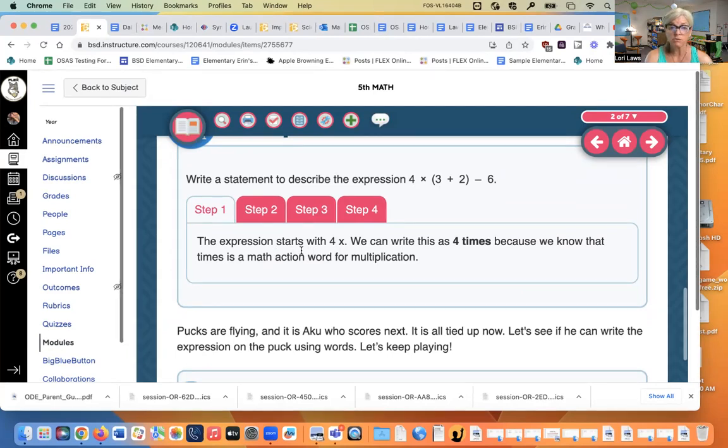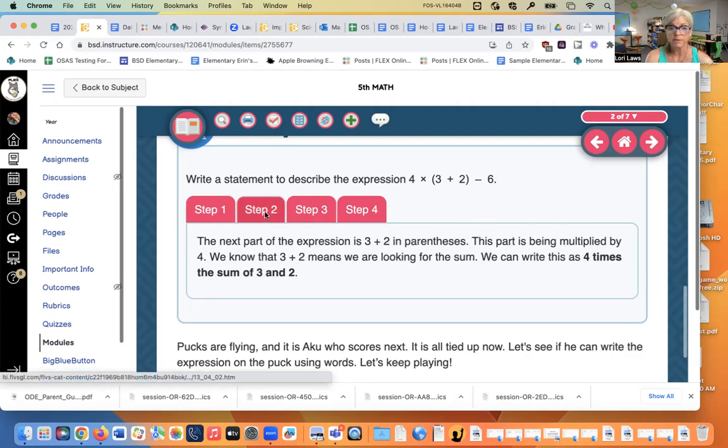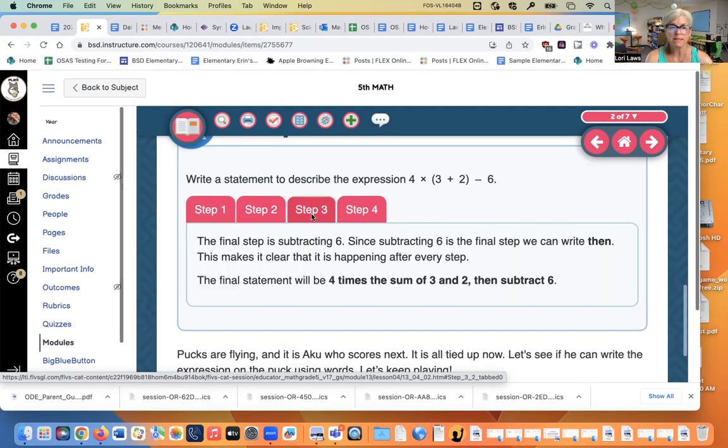The expression starts with 4 times. We can write this as 4 times, but step 2 is tricky. The next part of the expression is 3 plus 2 in parentheses. This part is being multiplied by 4. We know that 3 plus 2 means we're looking for the sum or the total. 4 times the sum or the total of 3 plus 2. Sum of 3 and 2, the sum of 3 plus 2. And then you do minus 6, final step. So 4 times the sum of 3 and 2, then subtract 6 or minus 6.